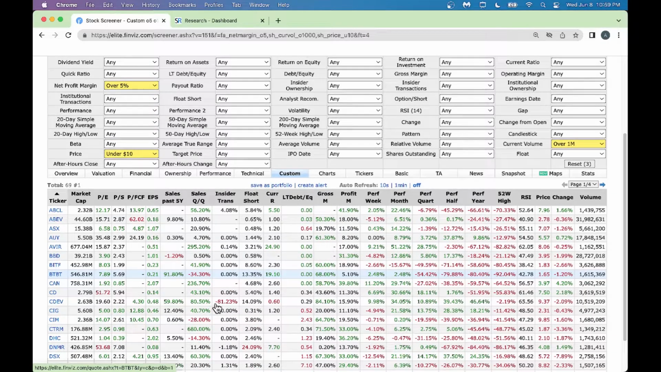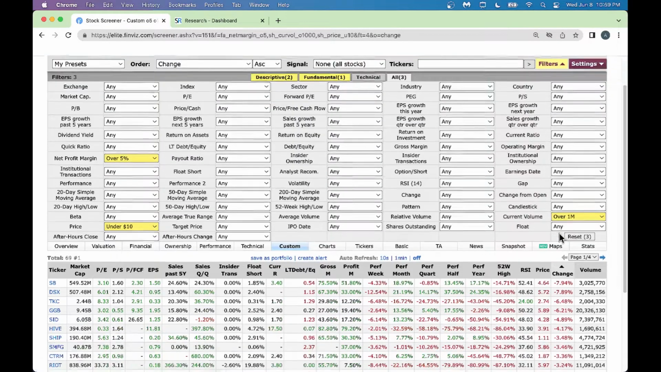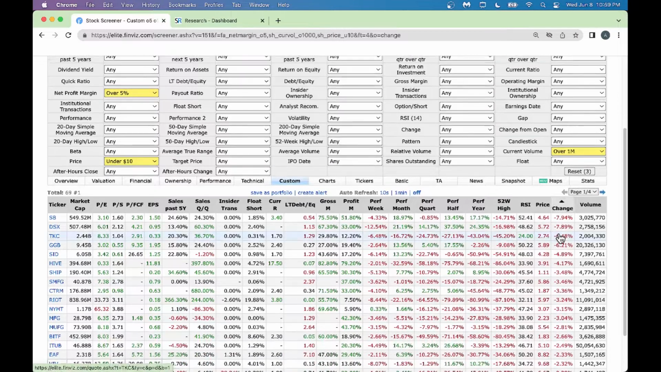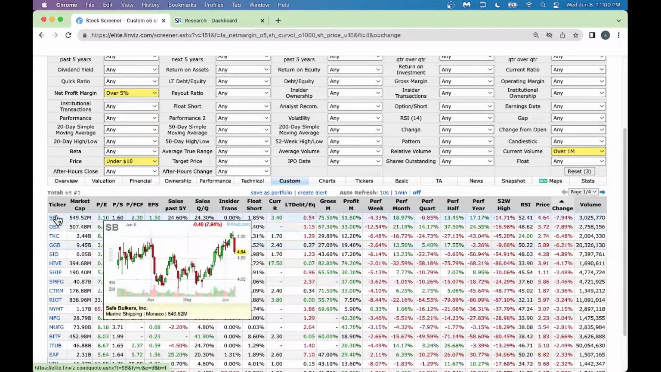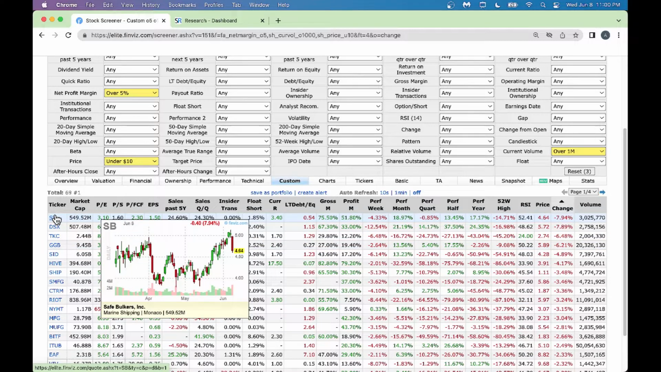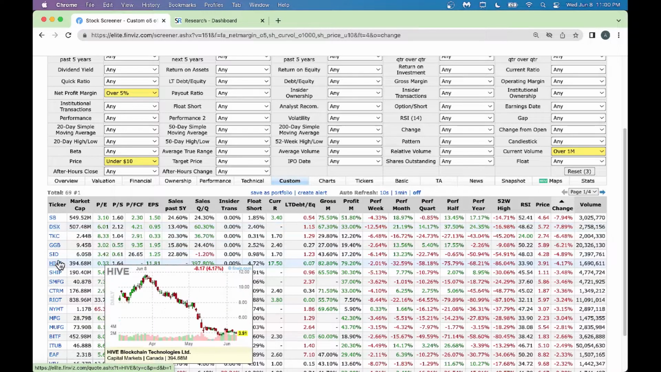And to begin with, I want to look at change. I want to look at beaten down stocks. I could just click on here, click on change. Now look, I'm getting profitable stocks which are beaten down today. And we got few names here. Look, we got SB here, Safe Bulkers, came down big time. We got TSX and so on and so forth.